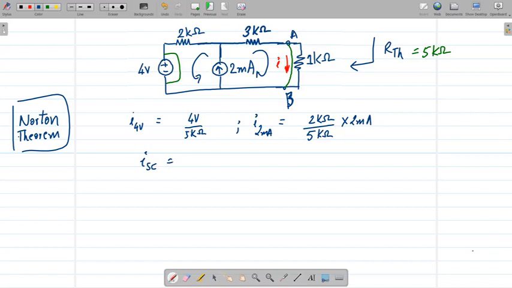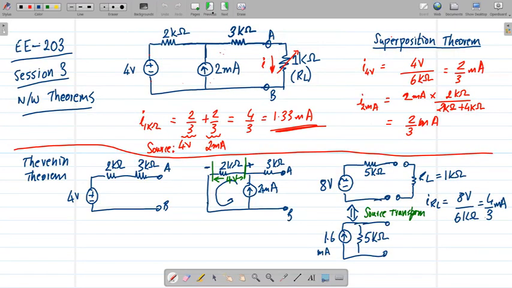So normally in the Thevenin's case, what we call V Thevenin is 8 volts over here. So I'll just write it out. So VTH, the Thevenin voltage, is the open circuit voltage. Okay, that's 8 volts.